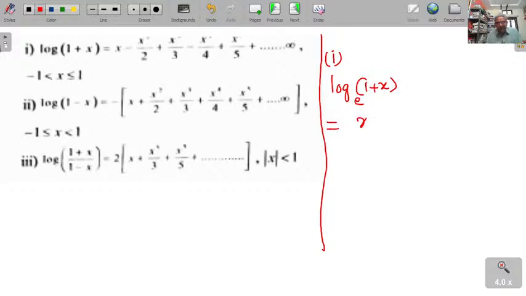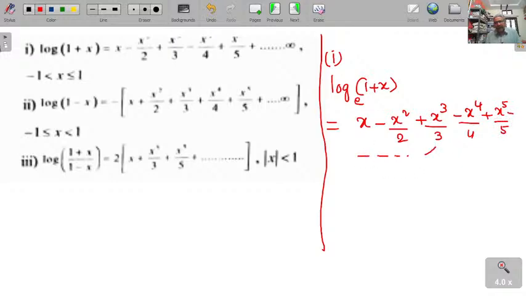That is x minus x square by 2 plus x cube by 3 minus x to the power of 4 by 4 plus x to the power of 5 by 5 and so on. You will be getting an infinite series, and also here the condition is minus 1 less than x, x less than or equal to 1.